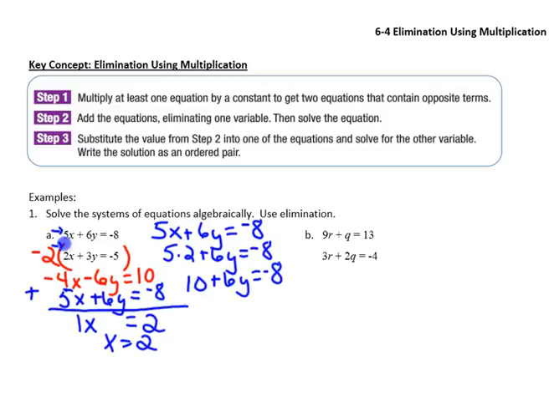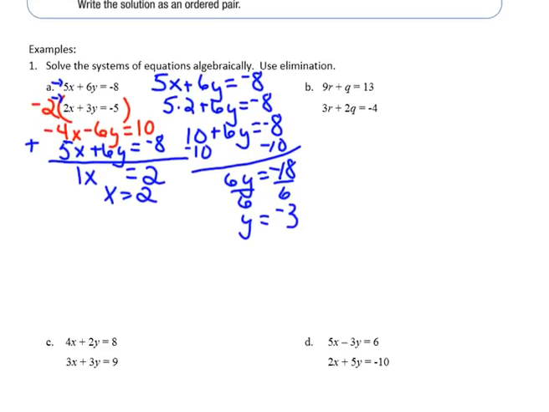So now I have an equation I can solve for y. I'm going to subtract 10 from both sides. 6y is -18. Divide by 6. So y is -3. All right, so we now know the solution is 2, -3. So if you don't have a variable that you can cancel out immediately, eliminate immediately, you have to multiply one or both of the equations by something to be able to do that.